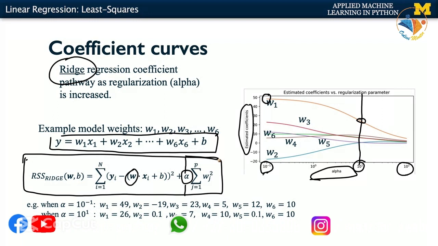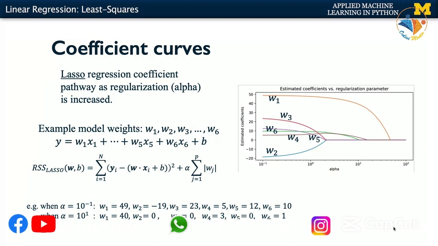The more weight that you give to that regularization term, the higher the value of alpha, the more you're emphasizing that the estimated coefficients must be small. And if we do this for all 6 coefficients, this plot shows the shrinkage effect that ridge regression has as we increase alpha.